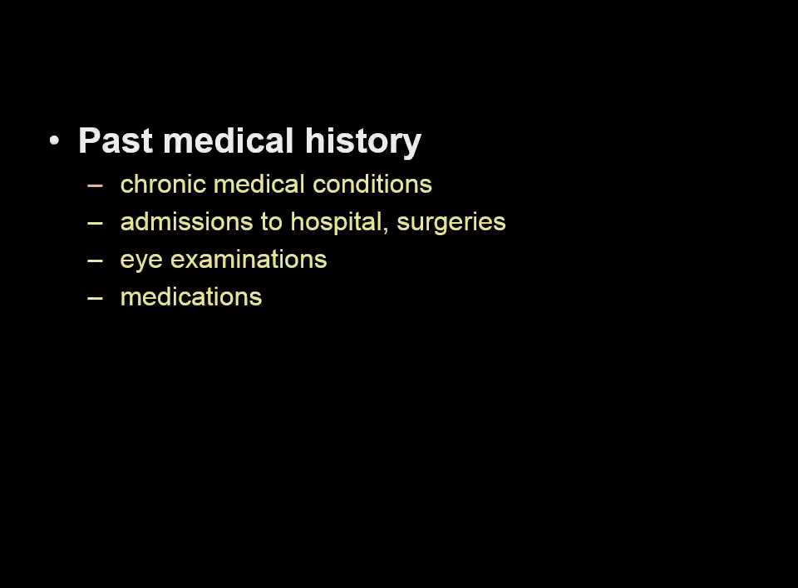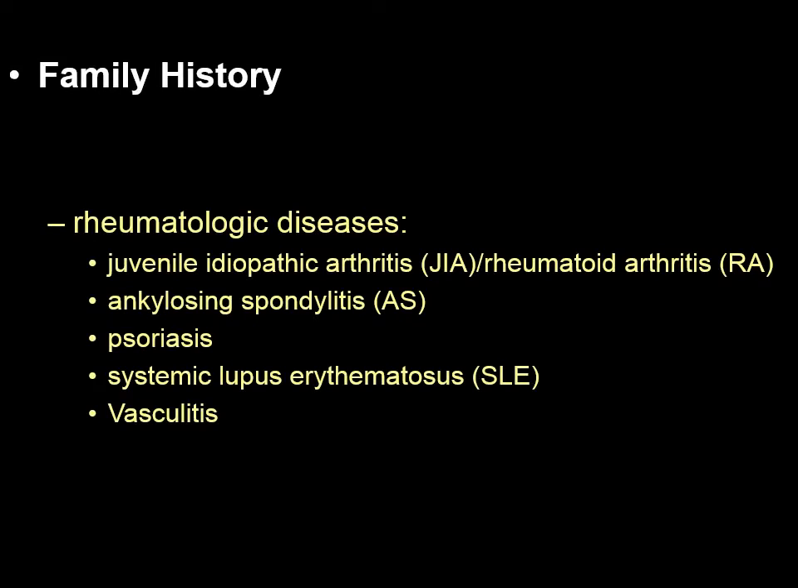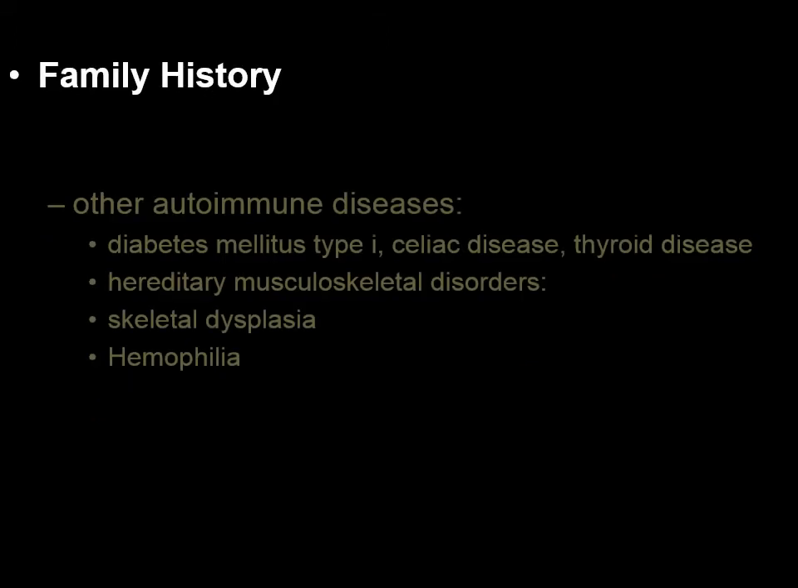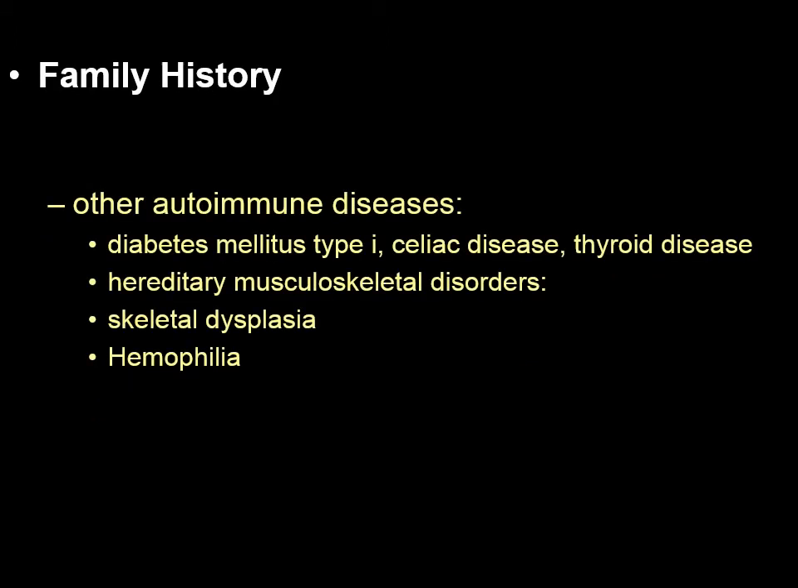For the past medical history, take note of the following. Patients on chronic corticosteroid therapy are at increased risk of developing osteoporosis and fractures. Social history, ask the child's activities or time spent on sports. For family history, ask for rheumatologic diseases, such as juvenile idiopathic arthritis, rheumatoid arthritis, or other autoimmune diseases, such as diabetes mellitus type 1 and thyroid diseases.